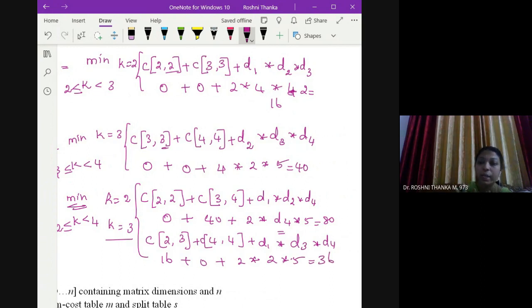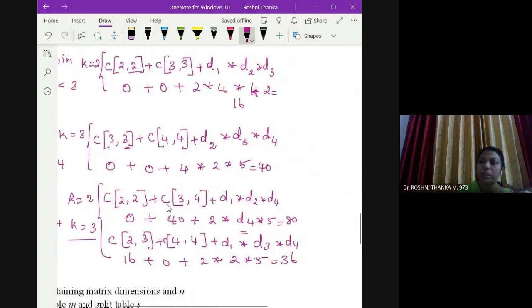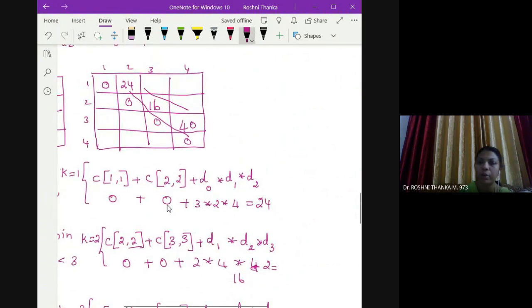So here itself you can understand, when the k value is 2, the cost is 80, and when k value is 3, the cost is 36. Among it, you have to find the minimum value. So the minimum value here we can find is 36. So what you have to do, in the place of 2 and 4, you have to substitute 36. So here in the table at 2 and 4, we have to substitute 36. Okay, and similarly now we have to find the value of 1 and 4.